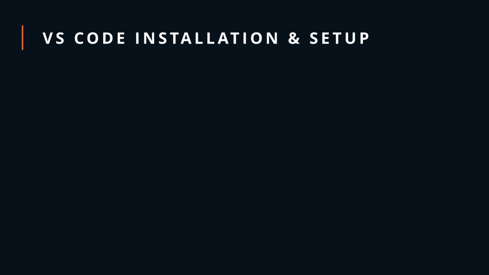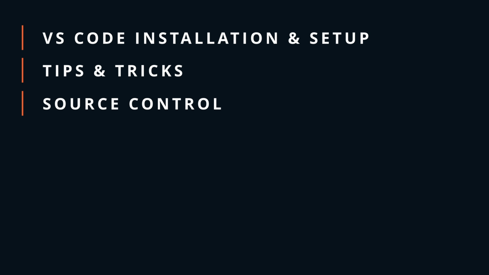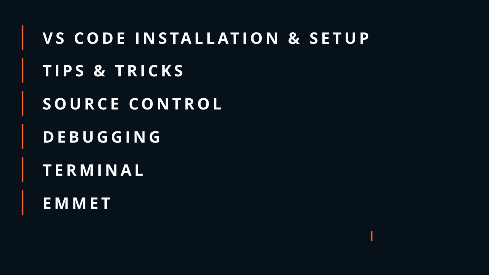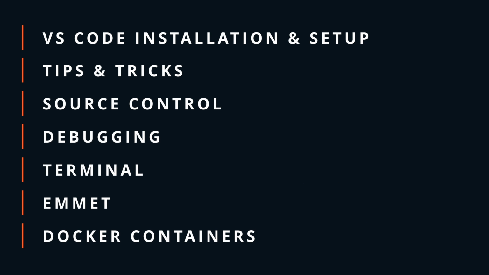In this course, we'll go over the basic setup and configuration of VS Code. I'll walk you step by step through the installation, and we'll configure it for web development. Then for the more advanced stuff, I'll show you some cool tips and tricks along with how to use some of the built-in features like Git integration, debugging, the terminal, Emmet, working with Docker and containers, and much more. We'll also look at all of the extensions that will make your life easier.